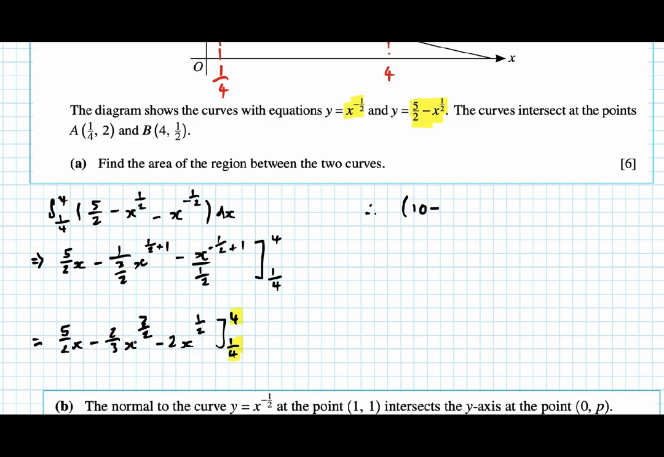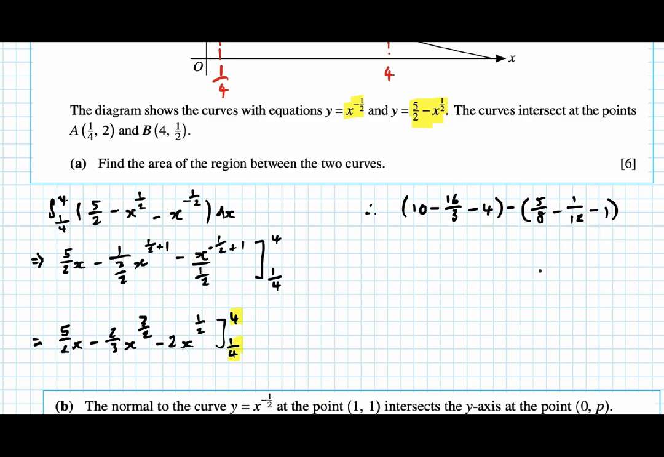So you get 10, 5/2 times 4. 2/3 of a quarter is 16/3, and minus 4. And the same for the second part. 1/4 would be 5/8, minus 1/12, and then 2 times a half is 1, so minus 1.